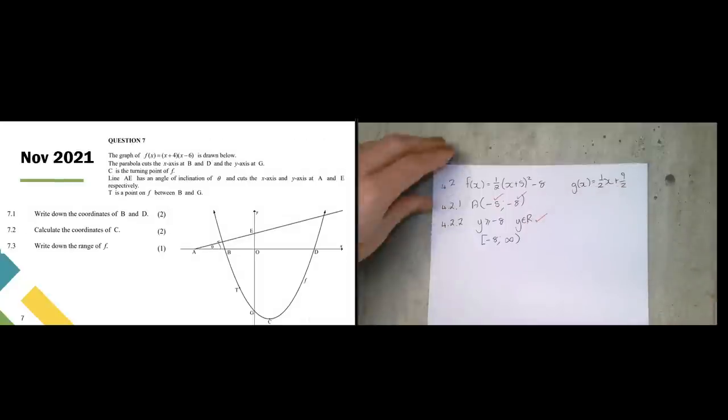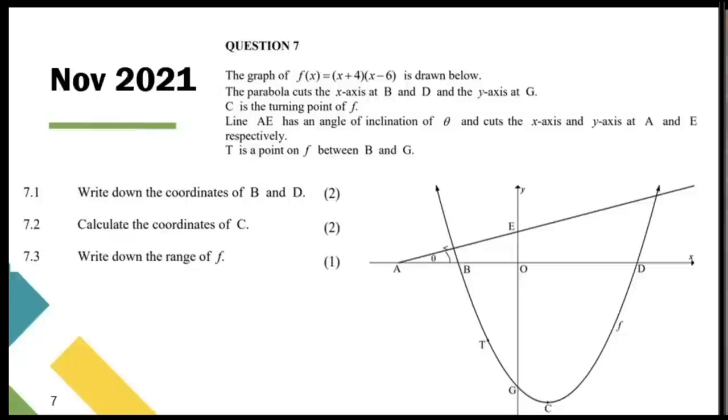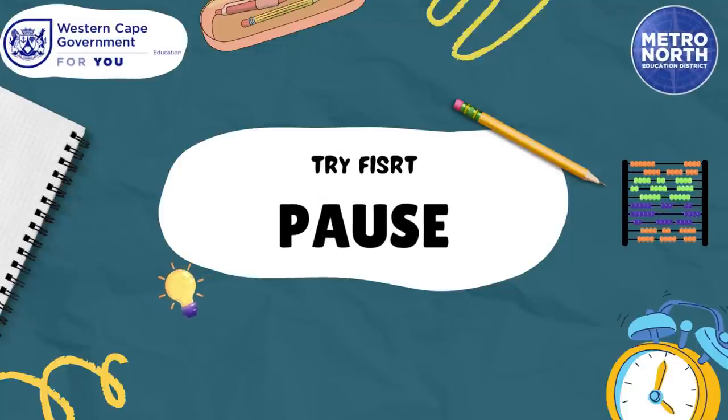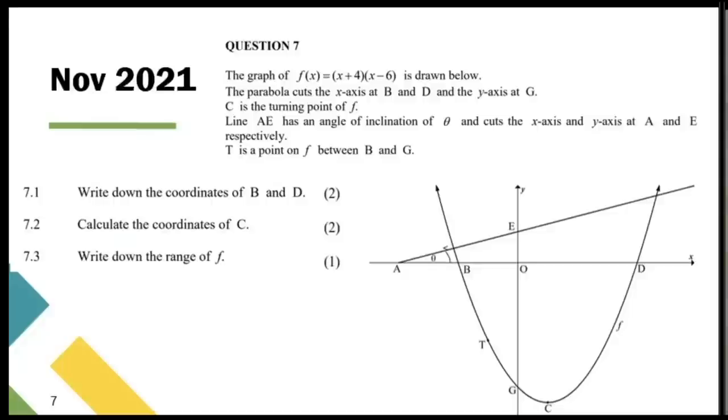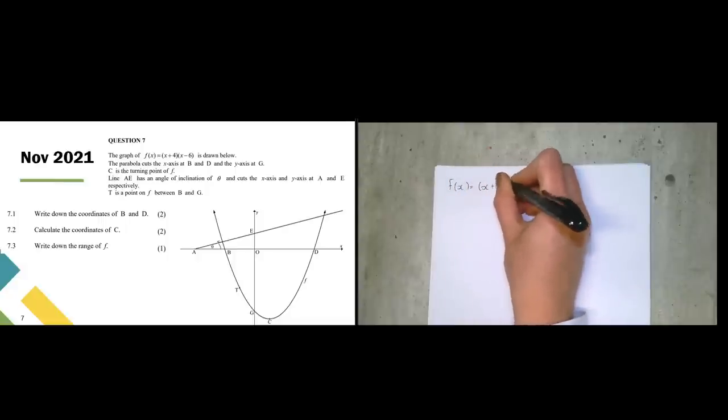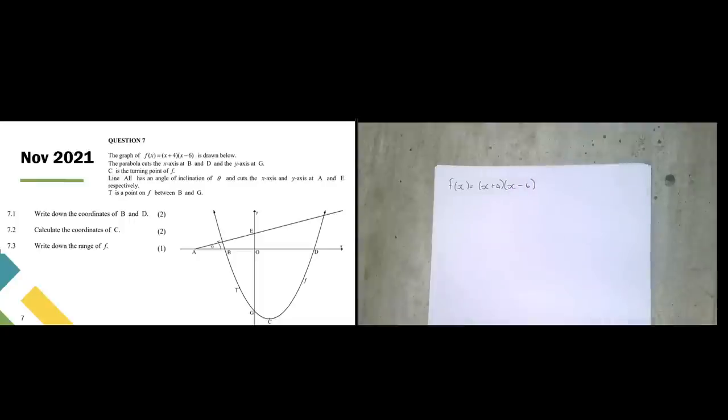November 2021. They've given me the graph. They said f(x) is equal to (x plus 4) in the first bracket, and in the second bracket, (x minus 6), is drawn below. The parabola cuts the x-axis at B and D, so those will be the two x-intercepts, and the y-axis at G. C is the turning point of f. Line AE has an angle of inclination of theta and cuts the x-axis and the y-axis at A and E respectively. T is a point of f between B and G.